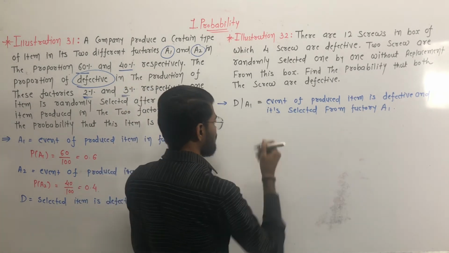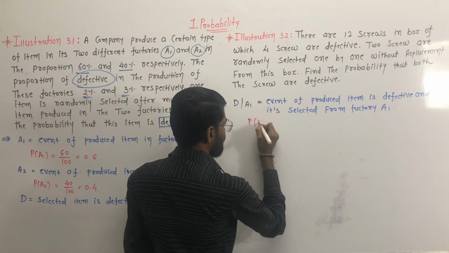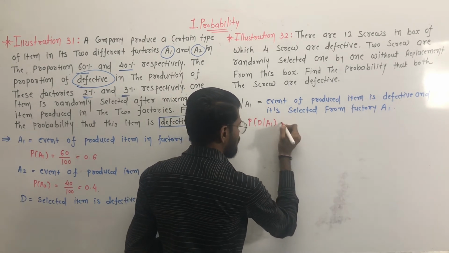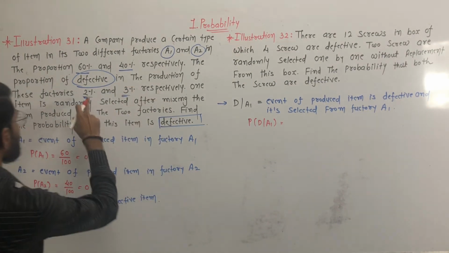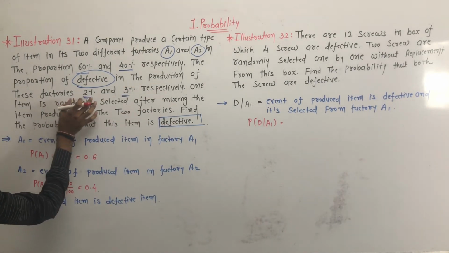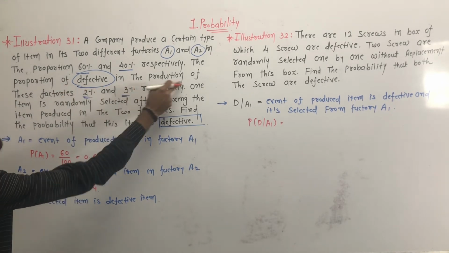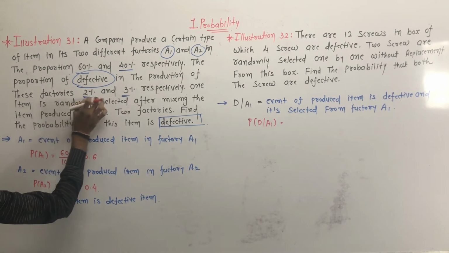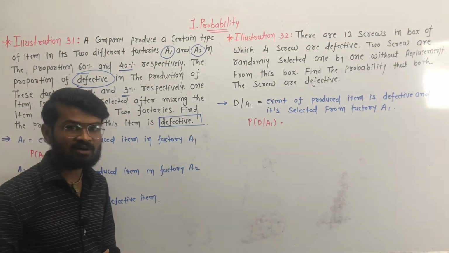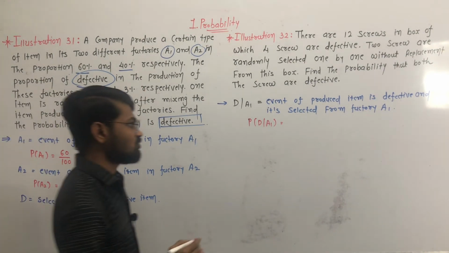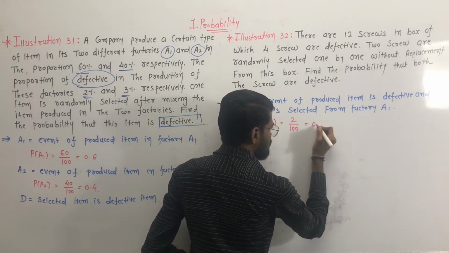P of D conditional A1 is equal to, okay, how much is the defective item from factory A1? It is equal to 2%. The proportion of defectives in the production of these factories is 2% and 3%. So 2% are the defective items from factory A1. So we can find the probability: it is equal to 2 by 100, which is equal to 0.02.